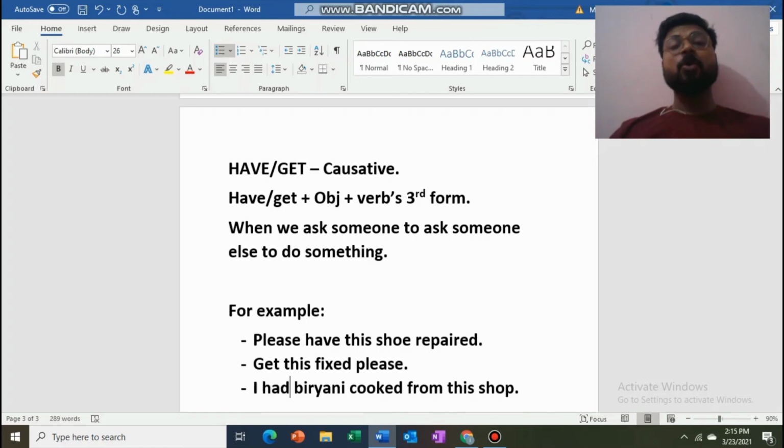This has no concern with this. We will always use the verb's third form in this. Doesn't matter what sentence you're using, no matter what. If you are using have or get causative, you are going to use the verb's third form after the object, which is biryani, right? And this is going to change according to the sentence.